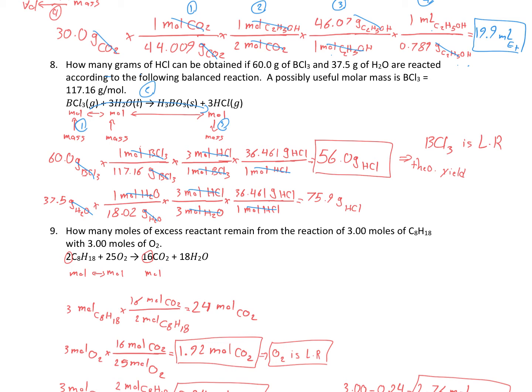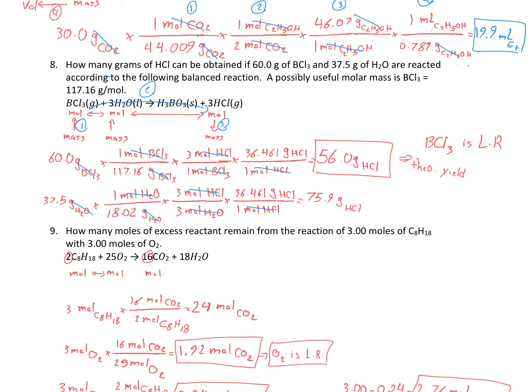So I started with the mass of both of the reactants. I had 60 gram of BCl3 and 37.5 gram of water. The first step is going from mass to mole for both of them. The second step is going from mole to mole of the product using the coefficient in the balanced chemical equation. And the last step is using the molar mass of HCl to convert the mole to the mass. So 60 gram of BCl3 gives me 56 gram of HCl, and 37.5 gram of water gives me 75.9 gram of HCl.